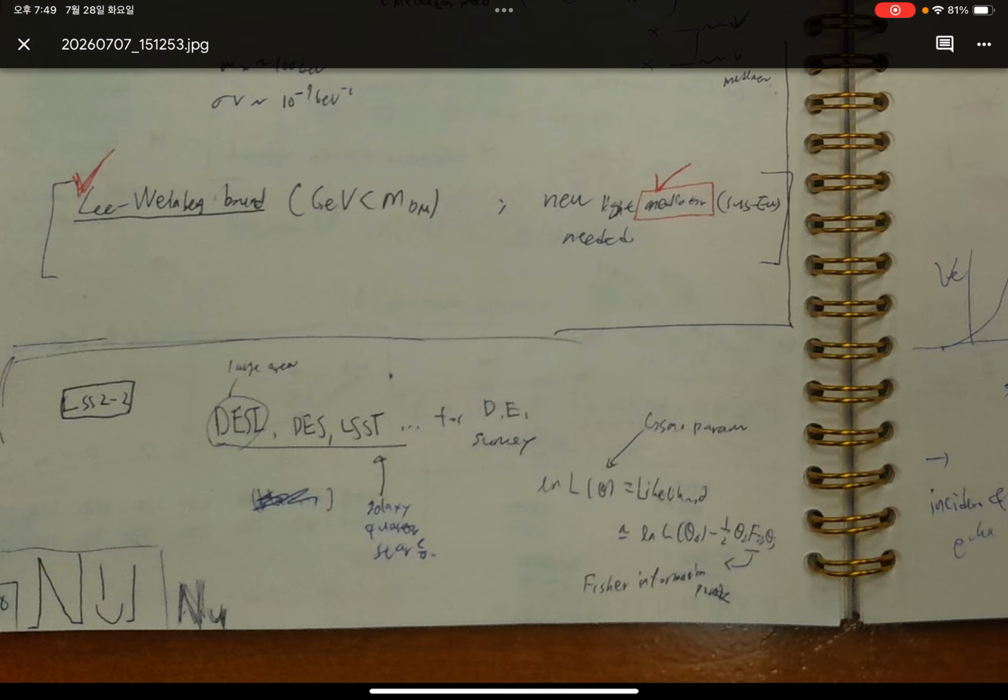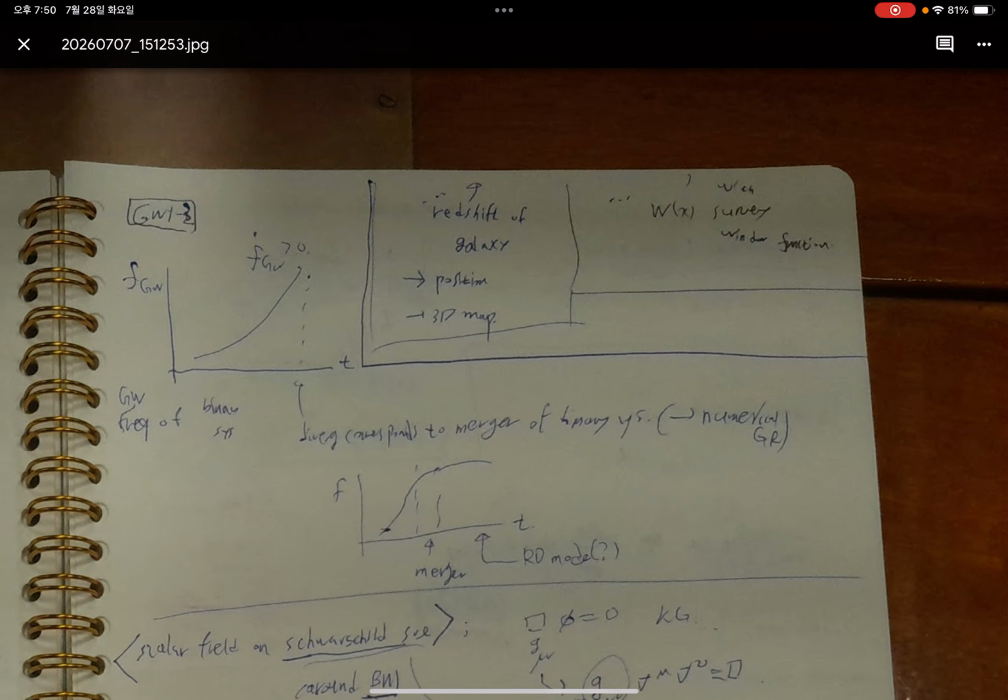Also, for example, the large-scale structures from the DES, the Dark Energy Survey, with the galaxy surveys, we can obtain the structure information, and usually they use the Fisher information matrix with the likelihood function.